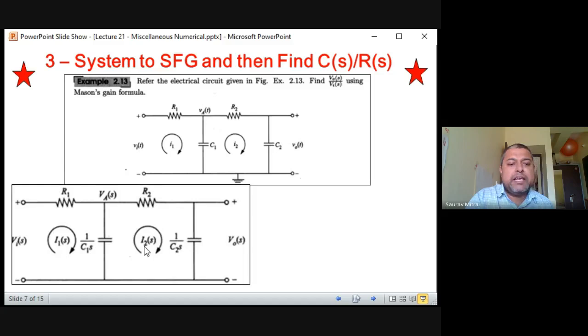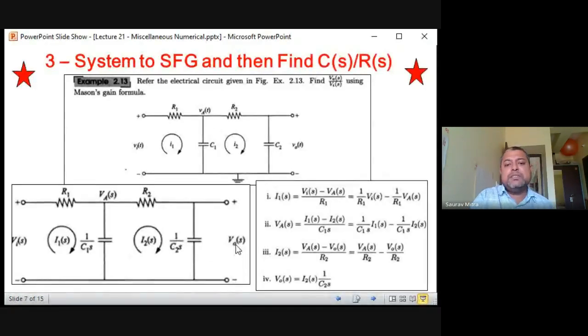I1T becomes I1S, I2T becomes I2S, VOT becomes VOS. Now these are the set of equations. There are four equations. So the first equation is I1S. Concentrate on how to find I1S.